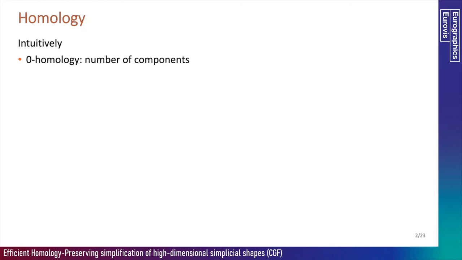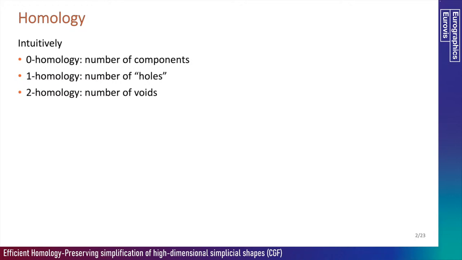When we talk about zero homology, we are intuitively just counting the number of components forming the shape. When we're talking about one homology, we're counting the number of holes that we can find in the same shape. And when we're counting two homology, we are identifying the number of voids in the shape itself. This idea generalizes to higher dimensions.